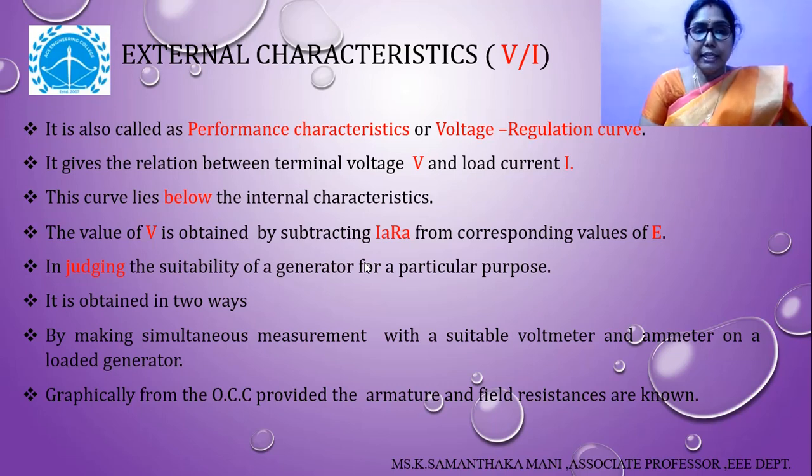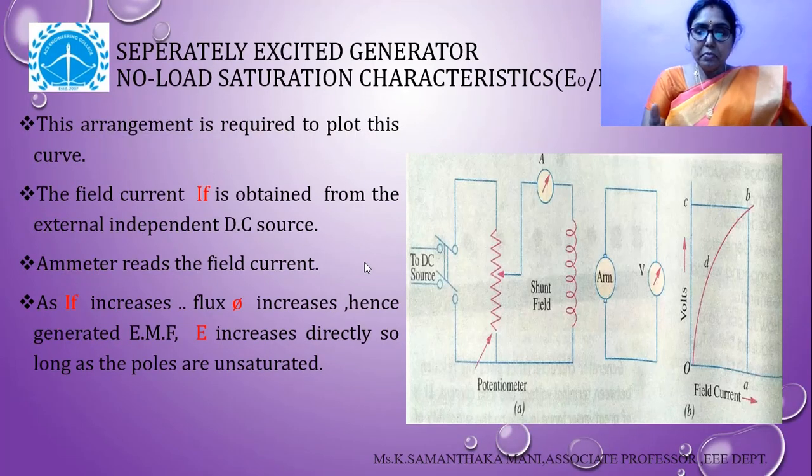In judging the suitability of a generator for a particular purpose, these external characteristics are obtained in two ways. One is by making simultaneous measurements with a suitable voltmeter and ammeter on a loaded generator, so we get the characteristic of how the load voltage changes as the load increases. The next is graphically from the OCC, provided the armature and the field resistance are also known. This is how the external characteristics of a DC generator can be calculated.